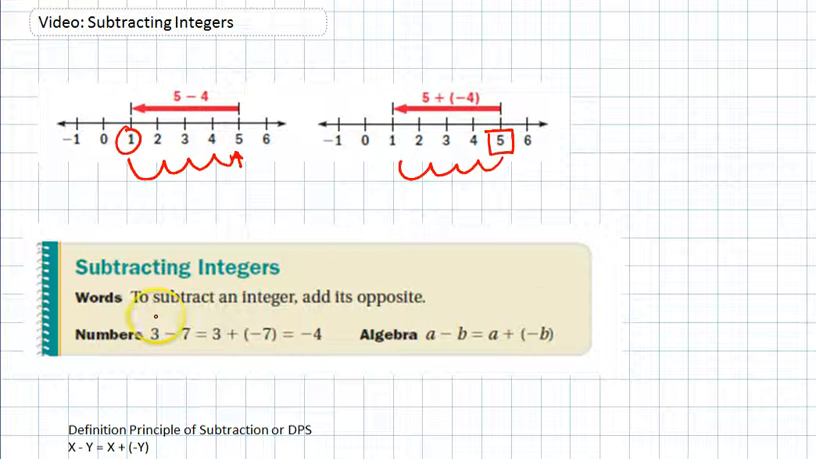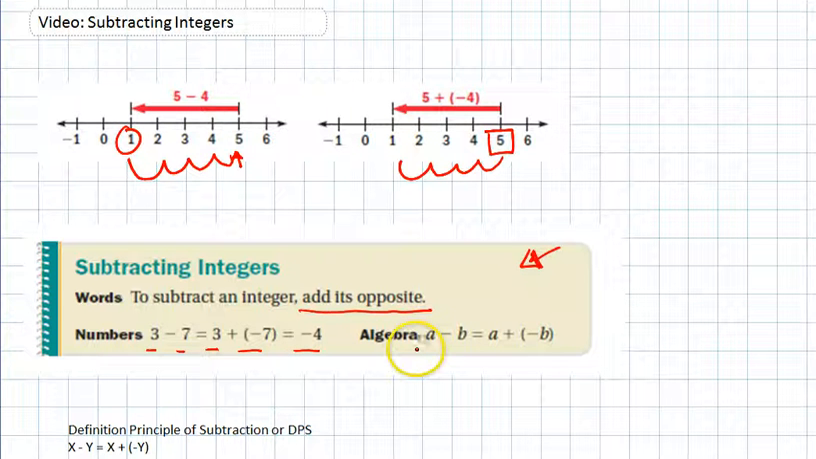So, here's the rule. To subtract an integer, add its opposite. So if I have the number 3 minus 7, that's the same as taking 3 and adding -7, which gives me -4.